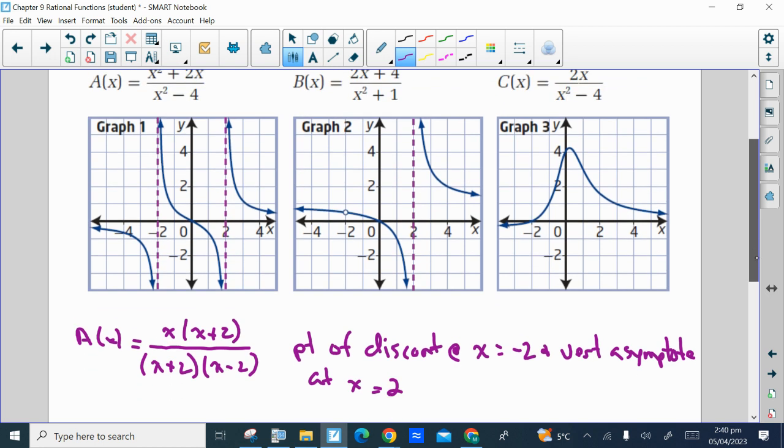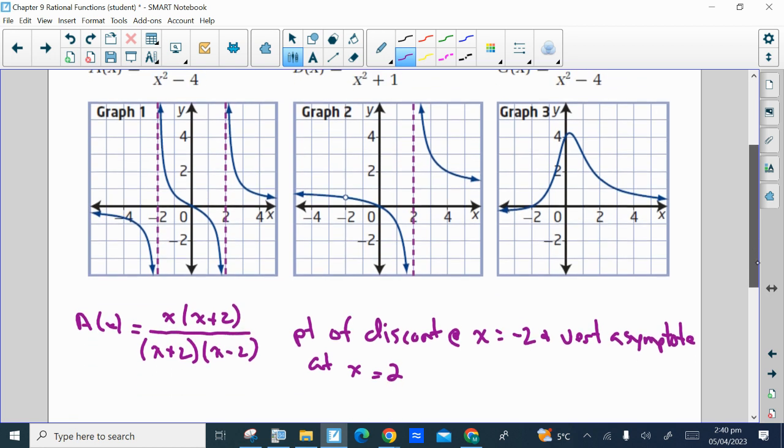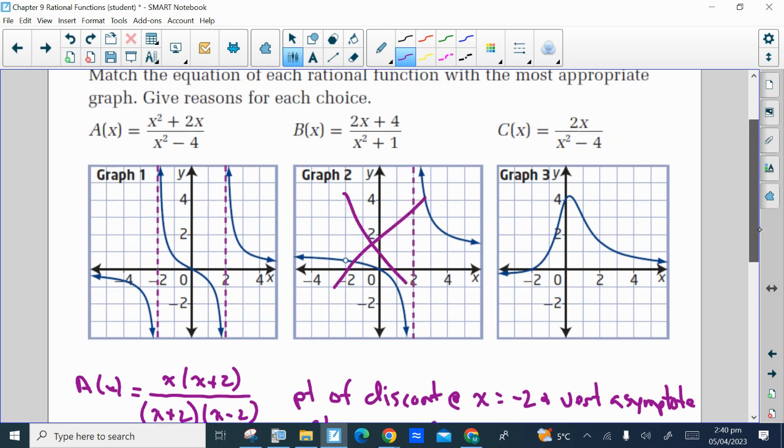which is why graph 2 would be the correct graph. That is the one that has a point of discontinuity at x equals negative 2, as well as a vertical asymptote at x equals positive 2. So this is graph 2. So we can mark that one off. We've already dealt with it.